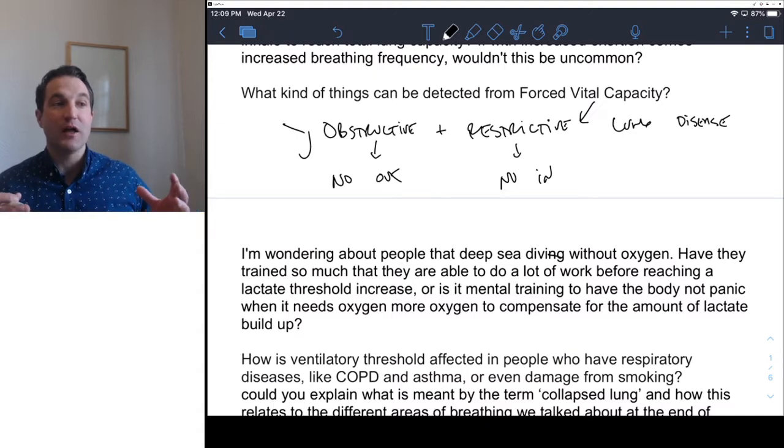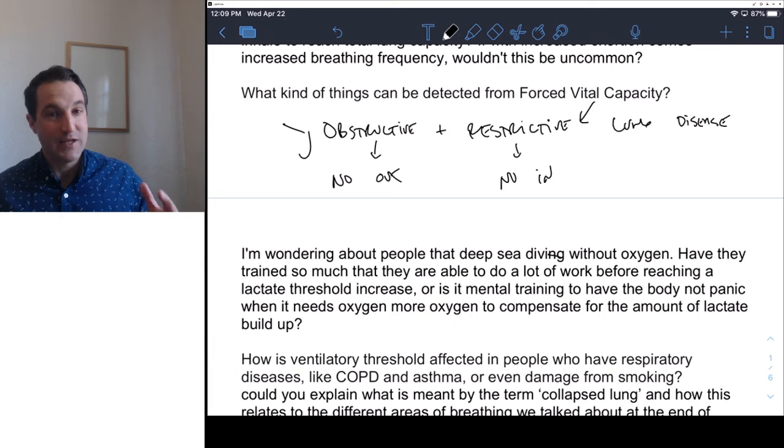Do they do a lot of work before reaching a lactate threshold increase? Well, they're just exercising at a capacity that doesn't produce a lot of lactate. But the second part of this question is also correct. Is there mental training involved that allows them to not panic?